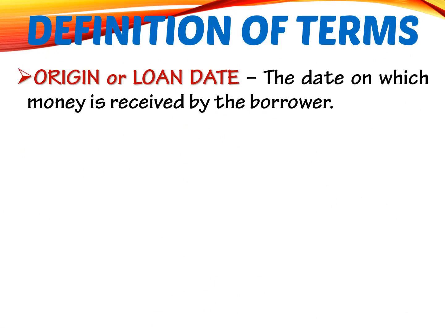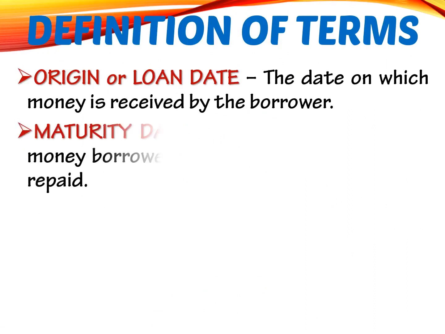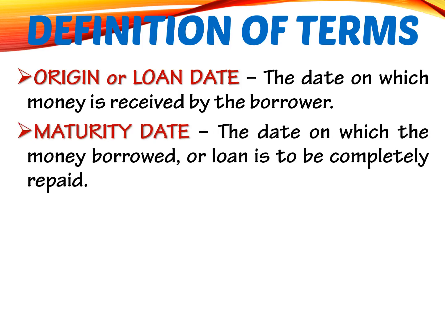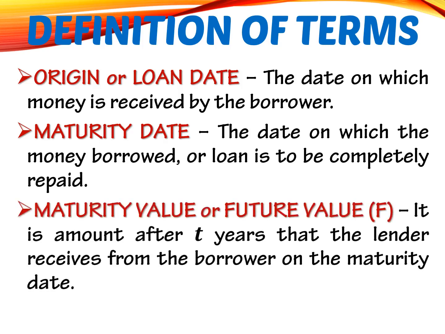We also have the origin or loan date, the date on which money is received by the borrower. Petsa kung kailan natanggap ng borrower ang pera. Maturity date, the date on which the money borrowed or loaned is to be completely repaid. Petsa kung kailan dapat bayaran or tapos ng bayaran ang hiniram na pera. Maturity value or future value, it is the amount that the lender receives from the borrower on the maturity date, or kabuang halagang dapat bayaran ng borrower sa lender or nagpautang.